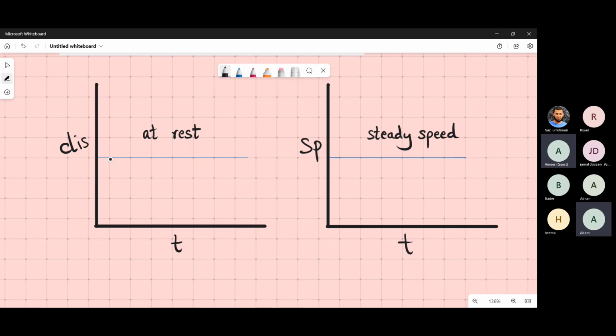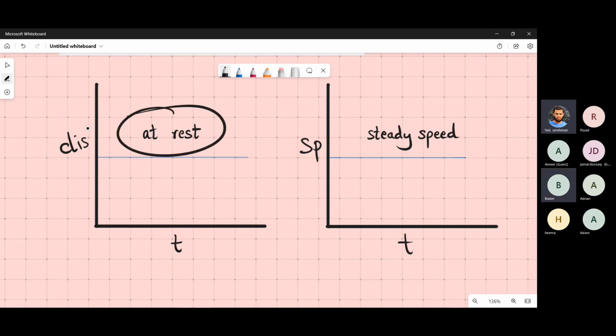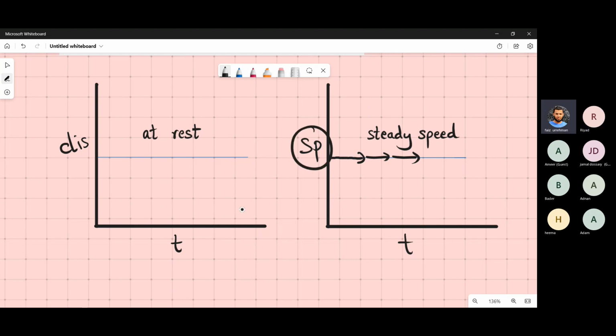Now look. Your time is increasing, but the distance is not increasing. Yani the time is only passing and passing and passing, but there is no movement going on. Means what? The object is at rest. Very good. Now second scenario here. The time is passing and passing, but what is constant? Speed. Speed is constant. When speed is constant with time, it means what? Steady speed or constant speed.